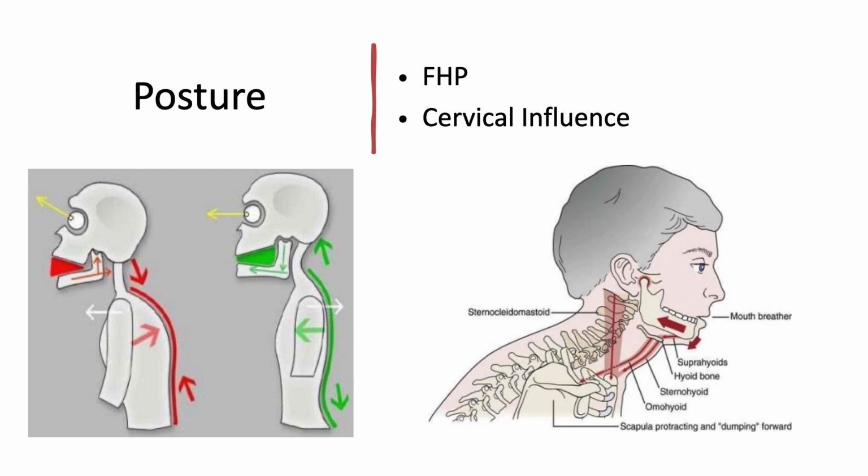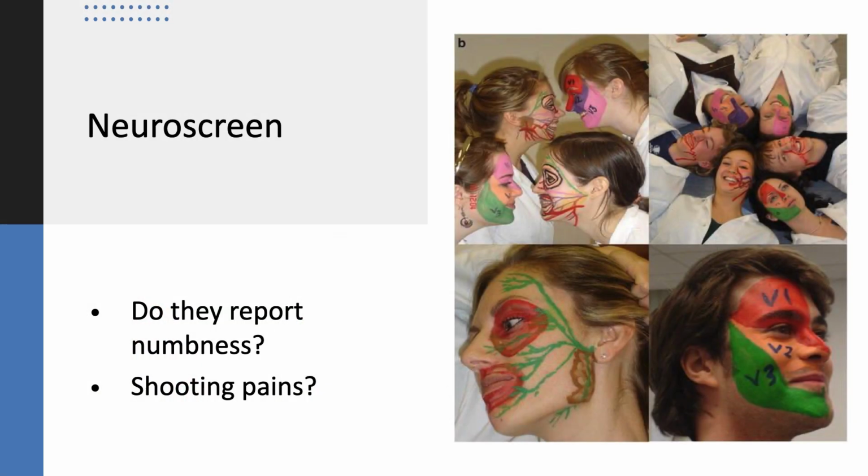Okay, so we're still looking at our patient, right? We're observing them, we're looking at their posture, we're looking at how they move. We're just, again, asking them, do you have any numbness? I talked about that a little bit in the other slide. Do they have any shooting pains? And then you're starting to think, okay, maybe this isn't only a dental tooth problem. What else might this person have going on?